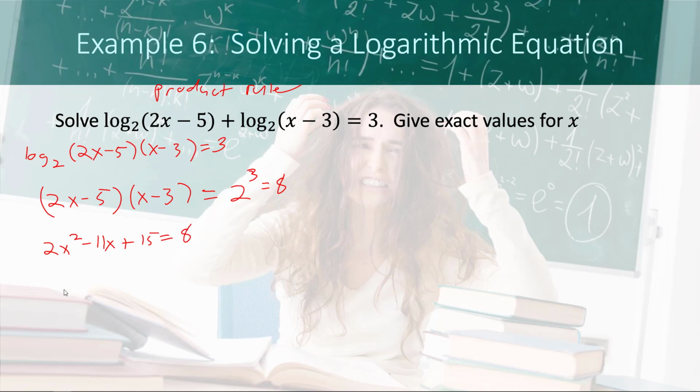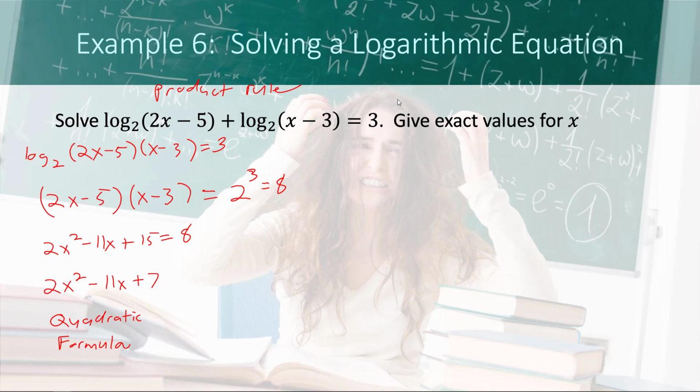We can put this in standard form by subtracting 8 from both sides, and we will have 2x squared minus 11x plus 7 equals 0. Now notice that there are no factors of 2 times 7, or 14, that would sum to negative 11, so we cannot factor this problem. However, we can solve it using the quadratic formula. You could also solve it using completing the square, but we're going to go ahead and use the quadratic formula.